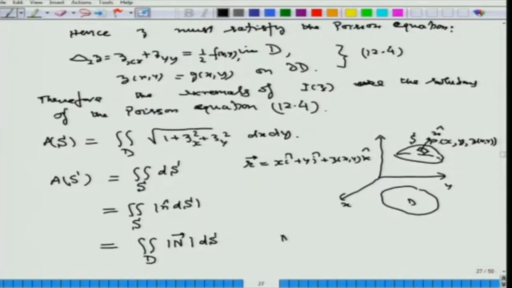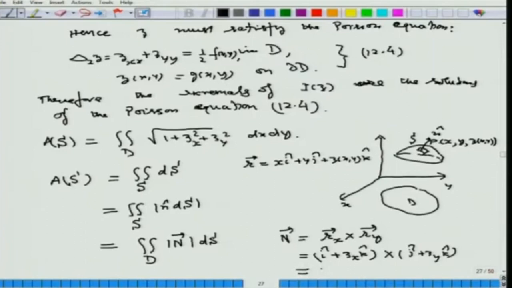Now, here we know that this n is r x cross r y, and r x is i plus z x k, cross product with j plus z y k, and so you can see that this comes out to be minus z x i minus z y j plus k.